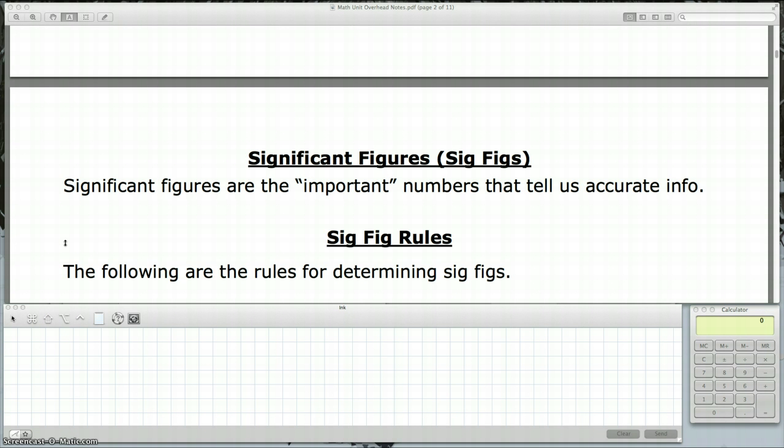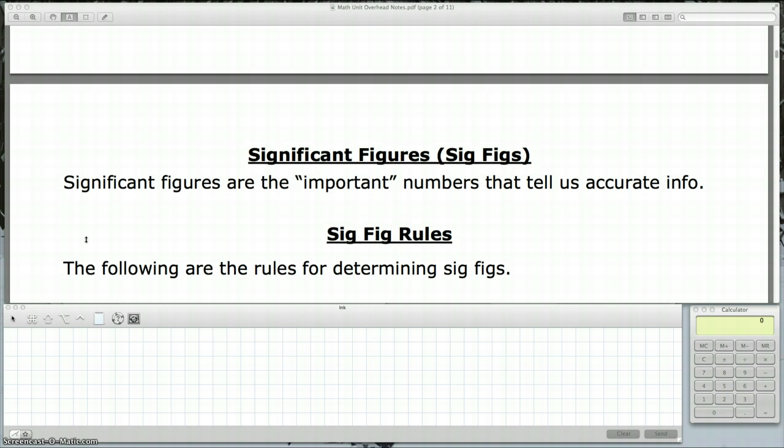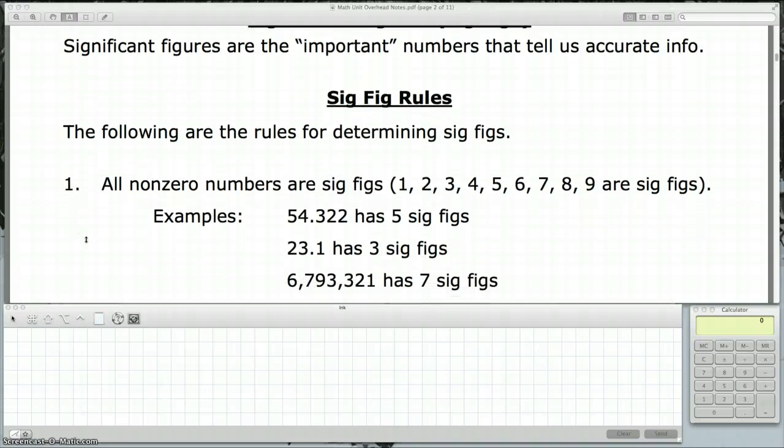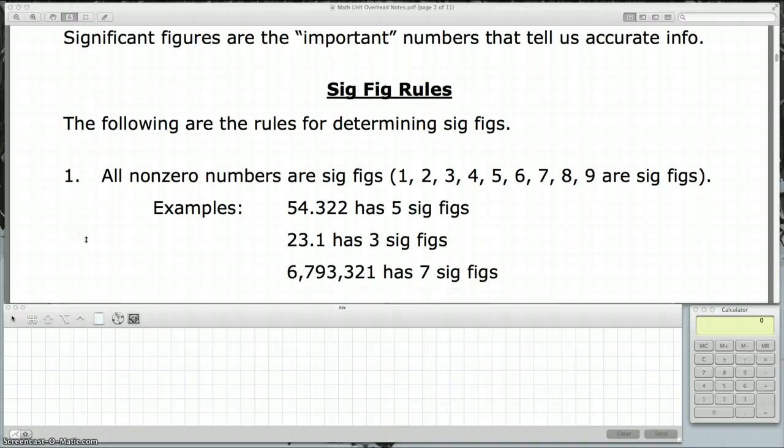Do examples from the book. It's very important that you get this stuff. Like I said, we'll be using this for the remainder of the year. Now there are some rules that will help you determine if a number is a sig fig, is one of those important numbers or not. First rule says that all non-zero numbers are sig figs.